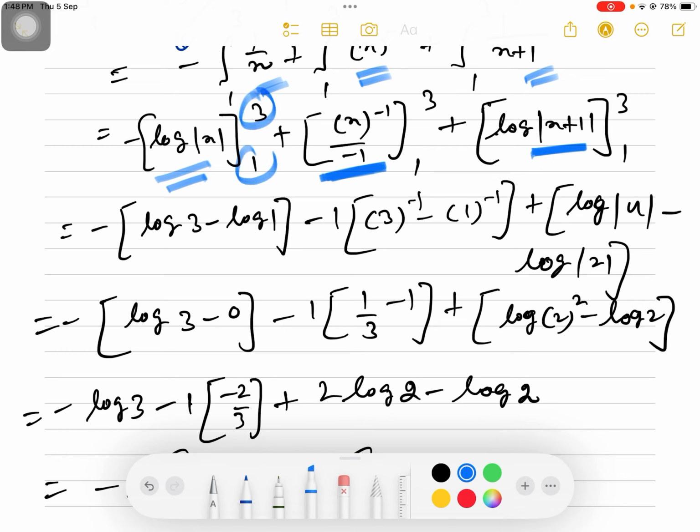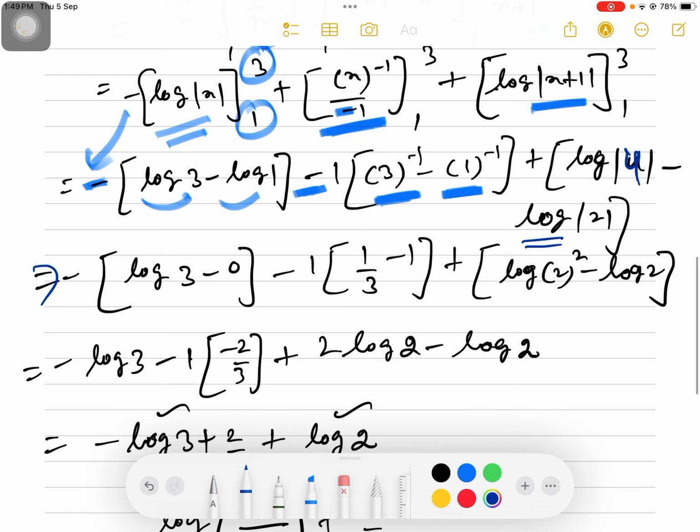Now put the limits. So higher limit minus lower limit we have to do. The higher limit is 3 and the lower limit is 0. So wherever x has come, we have to substitute with 3, and then for the lower limit, minus lower limit, we have to substitute x with 1. So the minus I kept out like that only. Log x means log 3, then minus lower limit log 1. Then this minus I took it out. And then x power minus 1, so 3 power minus 1 because the higher limit is 3, minus 1 power minus 1 because 1 is the lower limit. Then plus log of x plus 1, so higher limit 3, so log of 3 plus 1, which is log 4, and then minus lower limit, log of 1 plus 1, which is log 2.